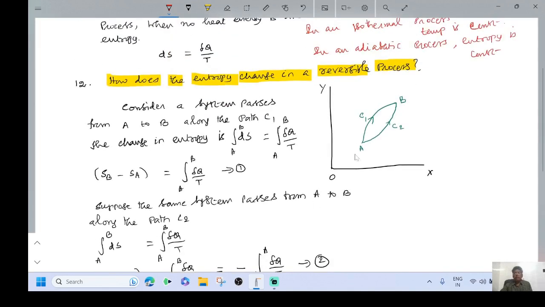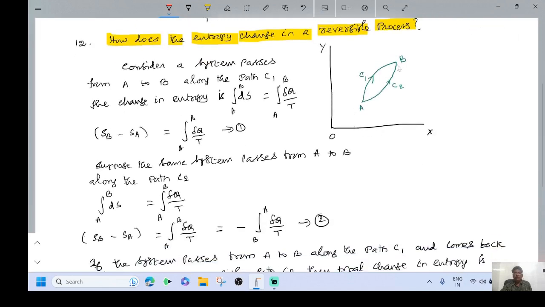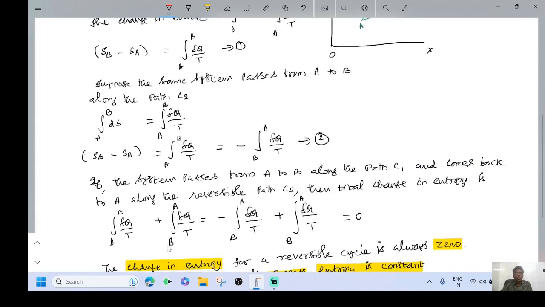In the return journey, this is the forward journey, A to B. Then this is the return journey. Here the lower limit is B, upper limit is A. Instead of this integral of dQ by T from A to B, we may put minus the integral from B to A of dQ by T.